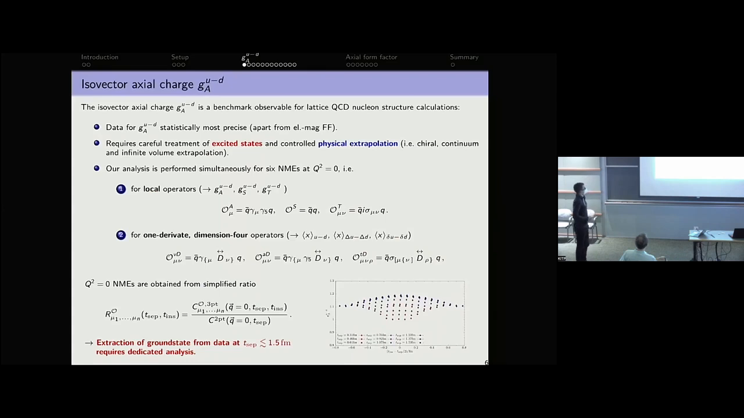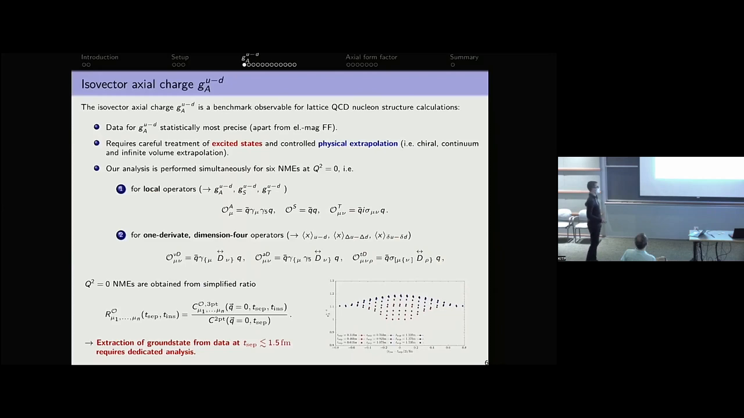And our analysis is done in a particular way. We not only use data for g_A, but we do a simultaneous analysis for 6 matrix elements. We use the local operators for the axial, scalar, and tensor charge. And on top of that, we also look at one-derivative, dimension-4 operators. This, for example, gives you the average x of the nucleon. Since that is done at 0 momentum, the ratio you have to compute gets a much simpler form, so the square root drops out. Now if you want to extract the ground state from that ratio, and you only have data with source-sink separation smaller than 1.5 fm, this requires a dedicated analysis. This can be seen in this picture here. Going to larger source-sink separations, it's not quite clear that this would have converged at 1.5 fm.